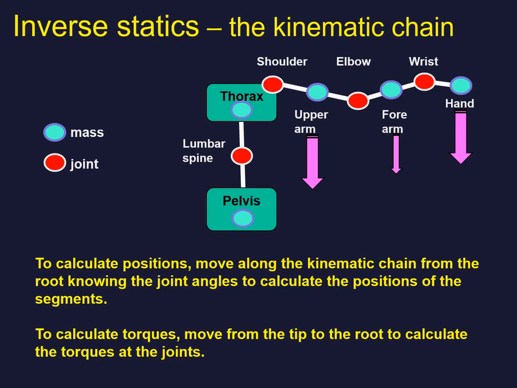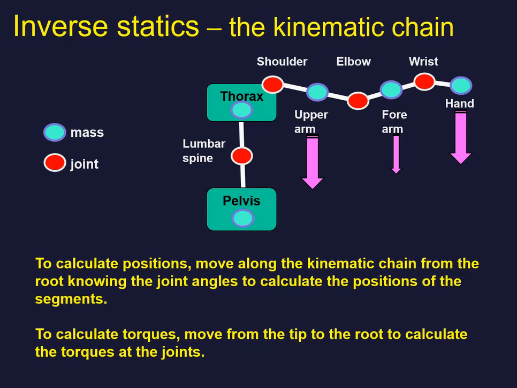If we know the location of the pelvis and we know the angles along the lumbar spine, we can calculate the position of the thorax. If we then know the angles at the shoulder, we can calculate the position of the elbow. And if we know the angle at the elbow, we can calculate the location of the wrist and hence the hand. So by the time we've got to the end of this kinematic chain, we know the positions of all of the masses and of all the joints.